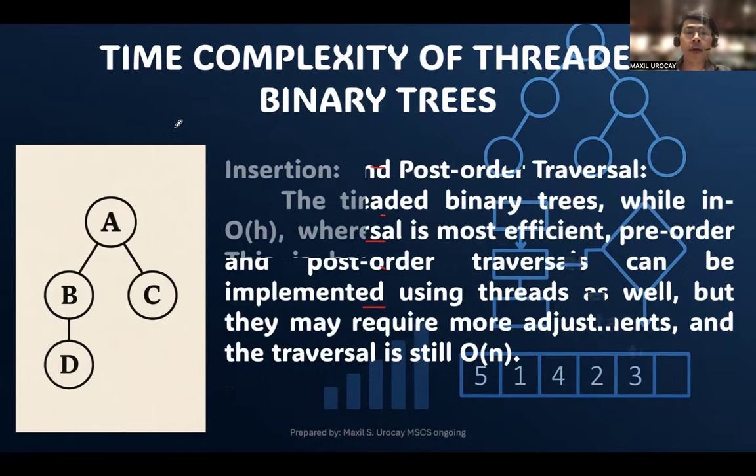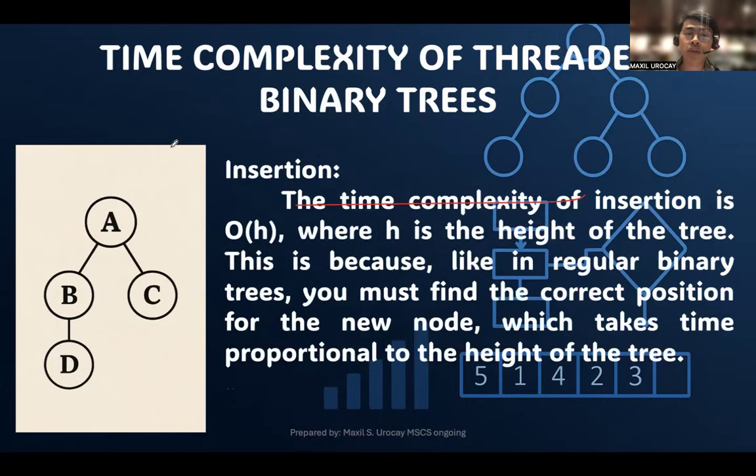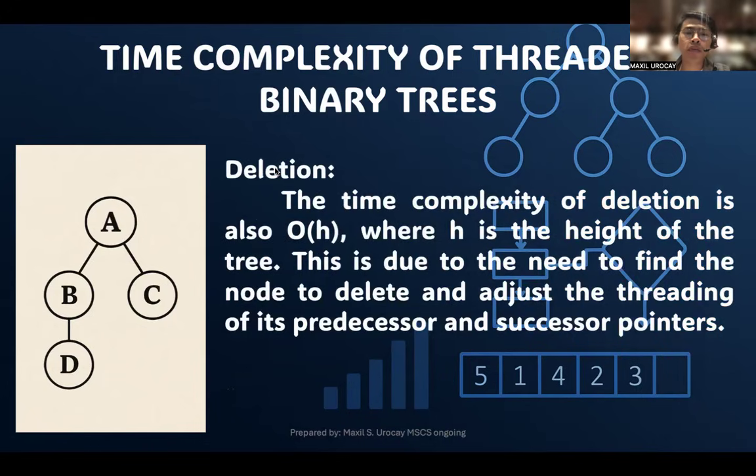linear time. And then for insertion, the time complexity of insertion will be O(h), where h is the height of the tree. This is because, like in regular binary trees, you must find the correct position for the new node, which takes time proportional to the height of the tree. So this is not linear actually. This is based on the height. It could be related to logarithmic time. Now, deletion: the time complexity of deletion is also O(h), where h is the height of the tree. This is due to the need to find the node to be deleted and adjust the threading of its predecessor and successor pointers.